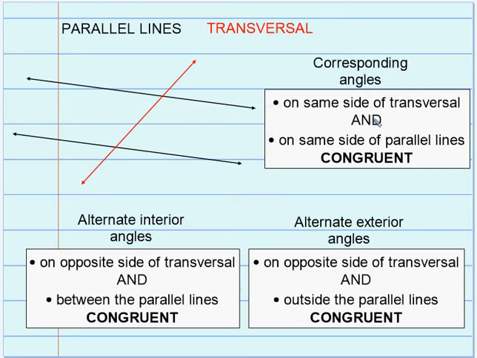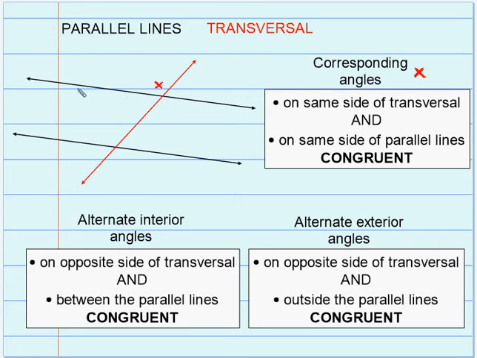Corresponding angles are on the same side of the transversal and on the same side of parallel lines, and they are going to be congruent. Okay, so I'll use a red X, and we'll mark some of these. So on the same side of the transversal, so here's the transversal, so I'll go on the left side, and I'll just put an X here.